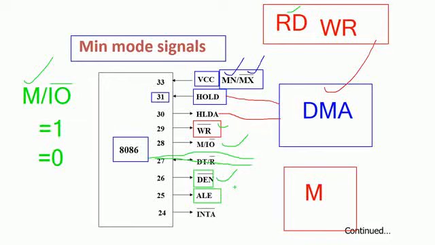If the ALE signal is equal to 1, at that time the multiplexed lines are acting as the address lines. If the ALE equals 0, then the multiplexed lines are acting as the data lines.